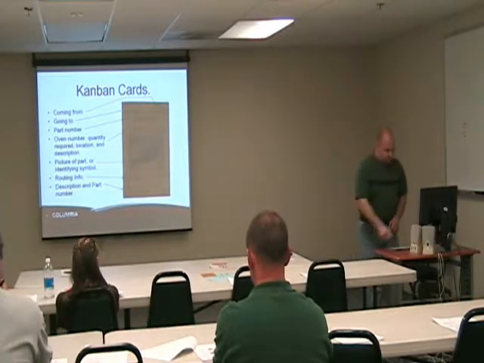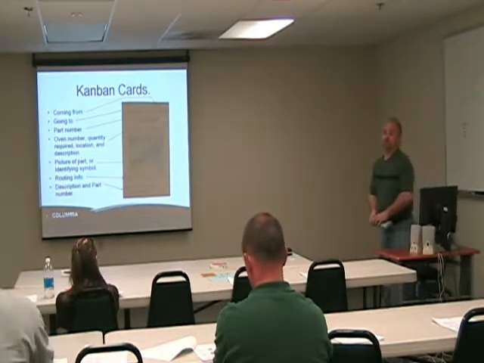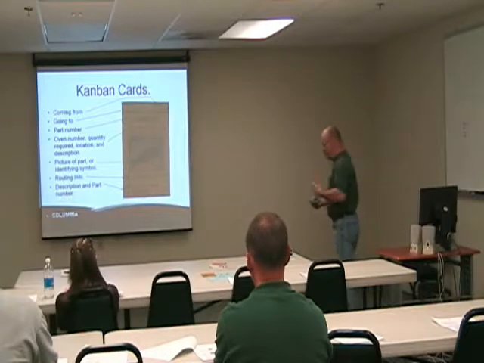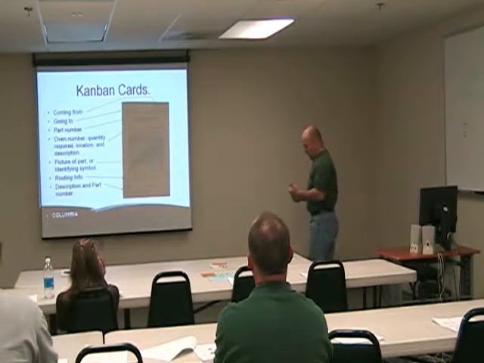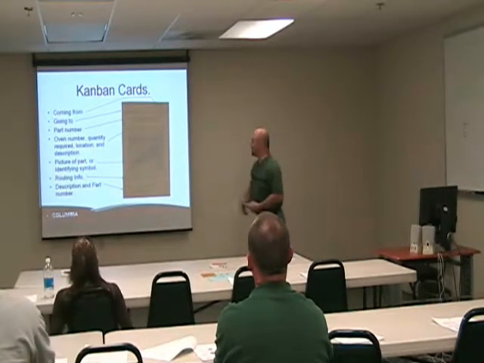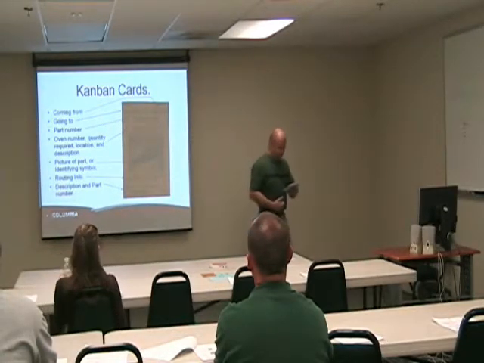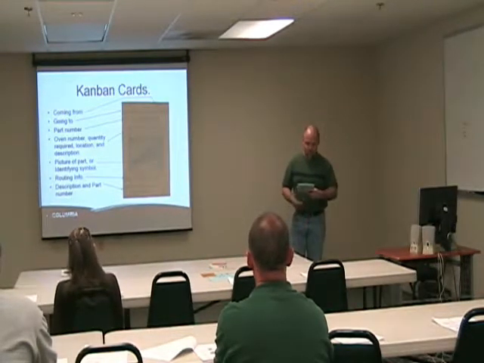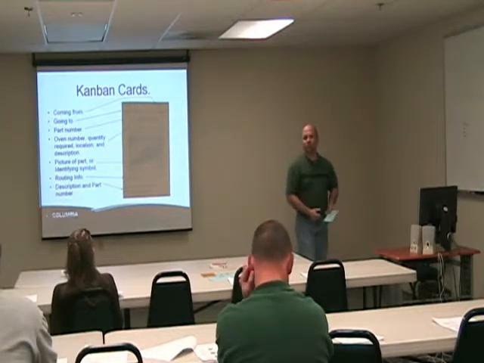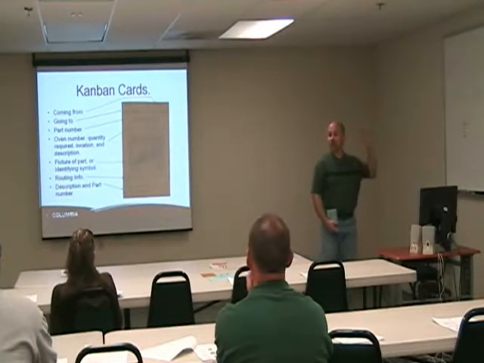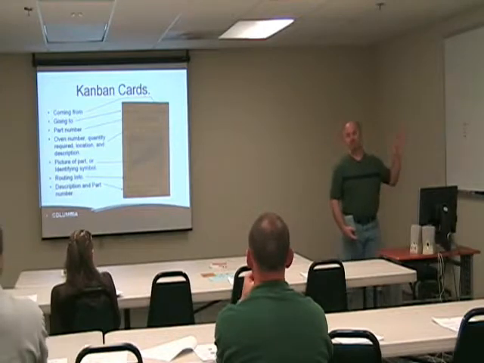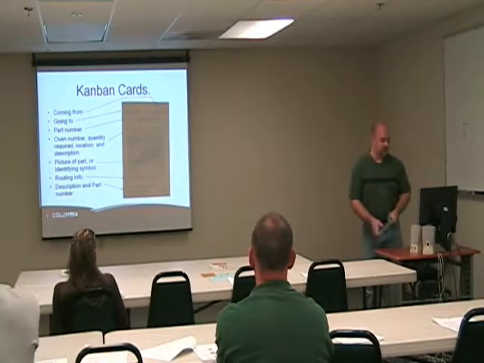Now also, our cards are color-coded. We have white for outsourced layup, purple is layup, and that's the general color of your card. Gold is for bond, green is paint, blue is upholstery, orange is inventory, and peach is the new card that you'll find out here on sub-assembly, on the assembly line.